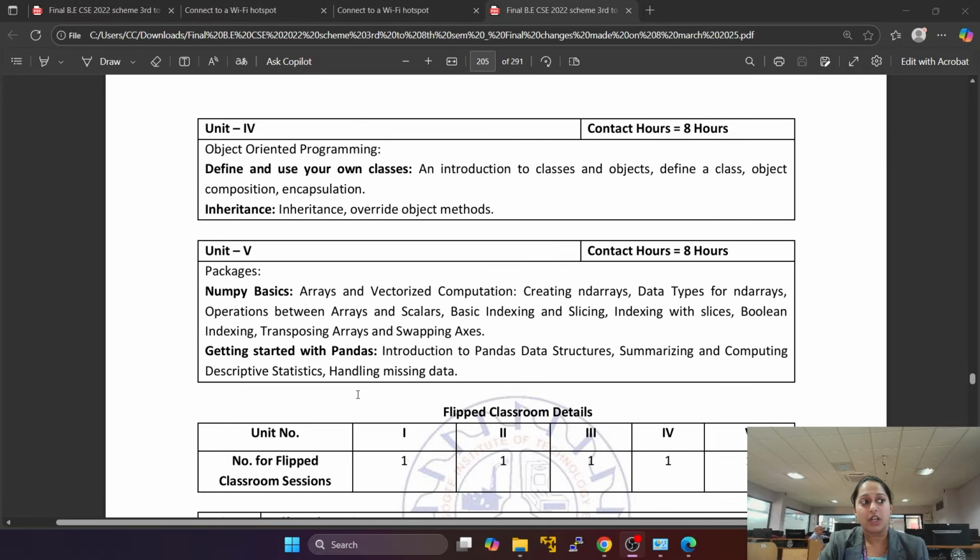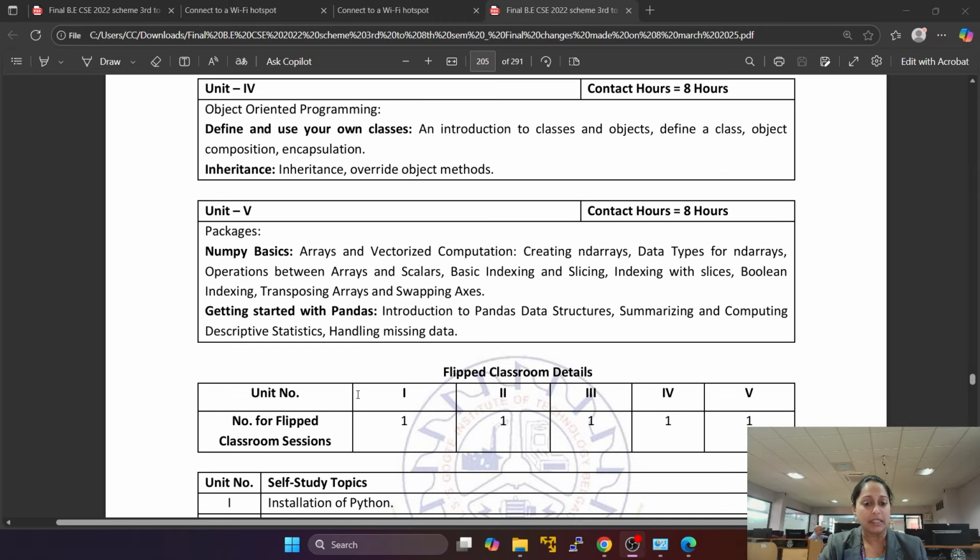Okay, this is all about our 5 units, the complete syllabus. And as you can see, the syllabus is not very complex. This syllabus has been made keeping in mind that this is offered for open elective students, right?